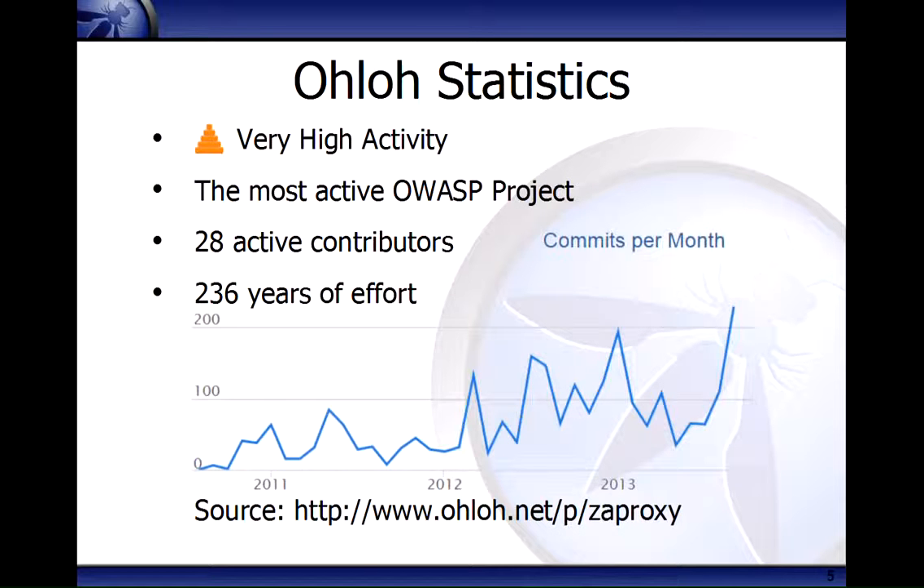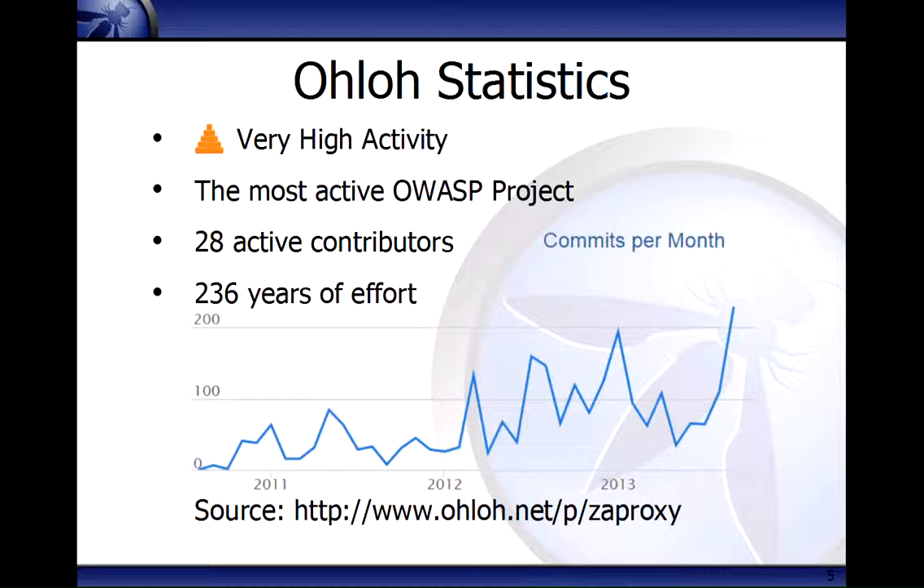There's a site called Ohloh, which I'm a big fan of because it gives me great stats. It tracks thousands and hundreds of thousands of open source projects, and it rates them based on activity, and Zap is in the highest category, so it's very high activity, right up there with the Linux kernel and Firefox and things like that. And we actually have an OWASP project on Ohloh with all the different open source tools on there, and Zap is the most active OWASP project by some margin.